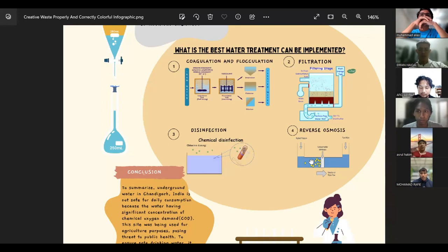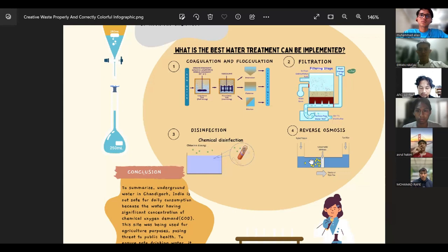The third one is disinfection. To eliminate potential pathogens and ensure the safety of drinking water, disinfection is essential. Chlorination, UV disinfection, or ozonation can be considered. Chlorination is a common and cost-effective method, while UV disinfection and ozonation can offer additional benefits in terms of disinfection and removal of certain organic contaminants.